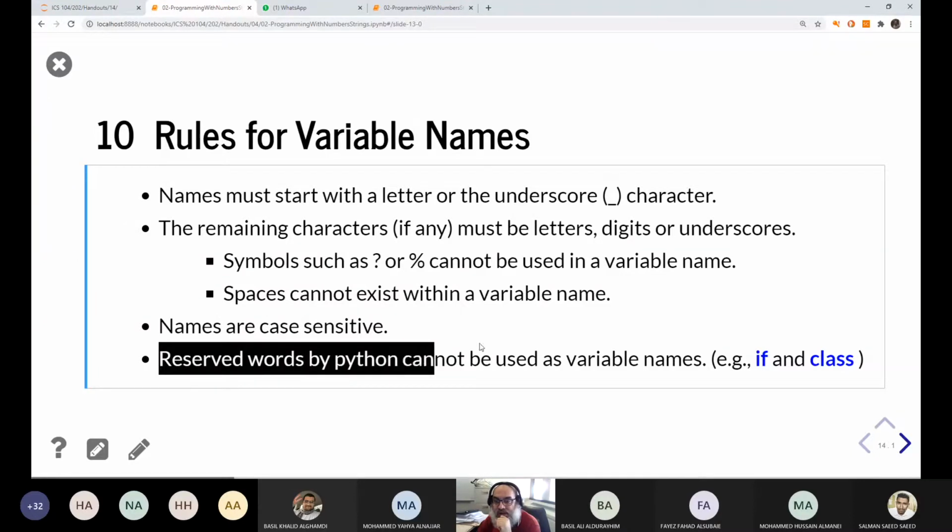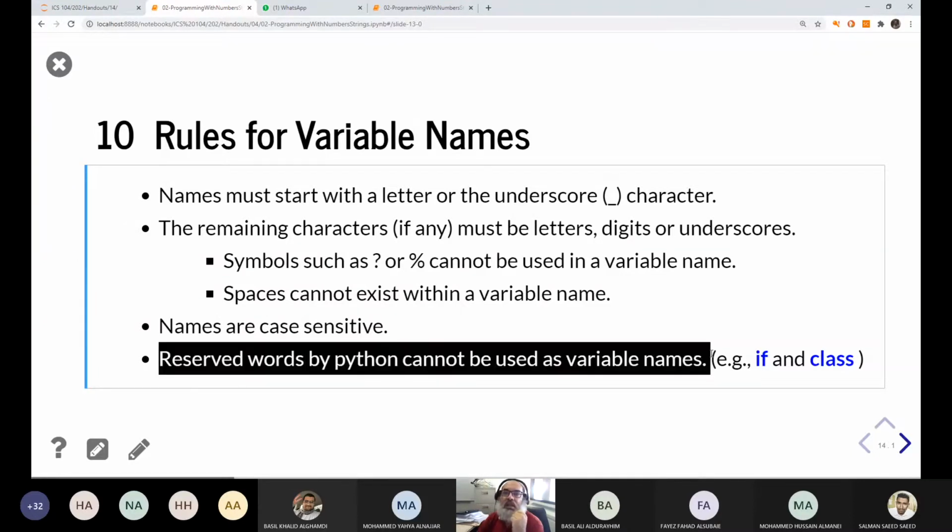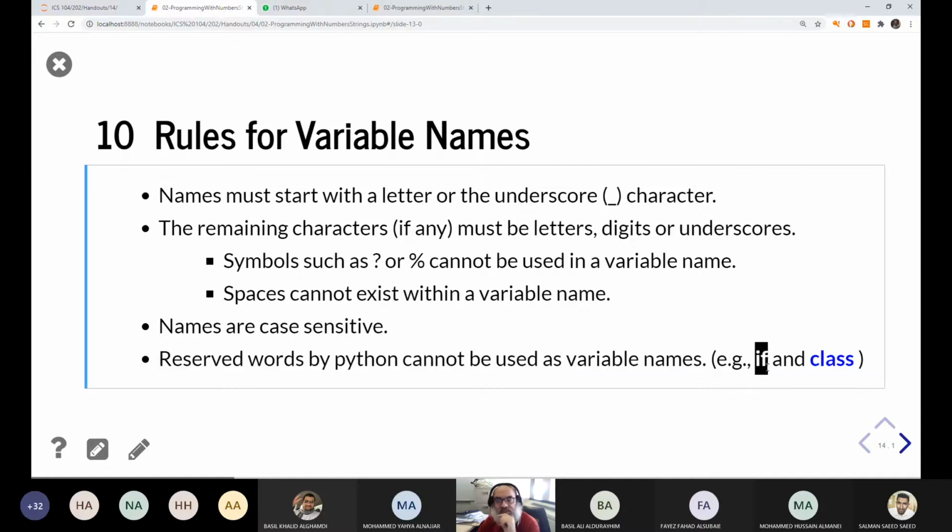Reserved words by Python cannot be used as variable names. This is the last rule, which is kind of an exclusion rule: you cannot use Python reserved words as variable names. For example, if in the if statement is a reserved word. You cannot have a variable called if. You cannot say, if equals something. Also, the word class is a reserved word. So you cannot have a variable name called class. Class equals something. This is a reserved word by the programming language, and you cannot use it as a variable name.